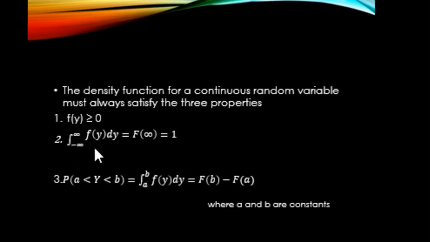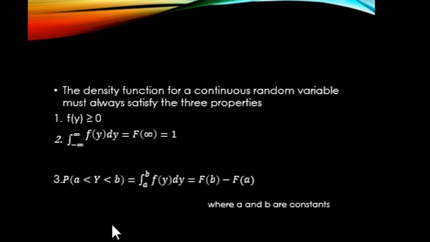Then just like probability, the total probability has to be 1. So the integral of this function f of y with respect to dy from negative infinity to infinity is equal to 1. So it's just like saying what is the CDF at infinity. So we know it has to be 1 because the total probability has been attained somewhere before that point.